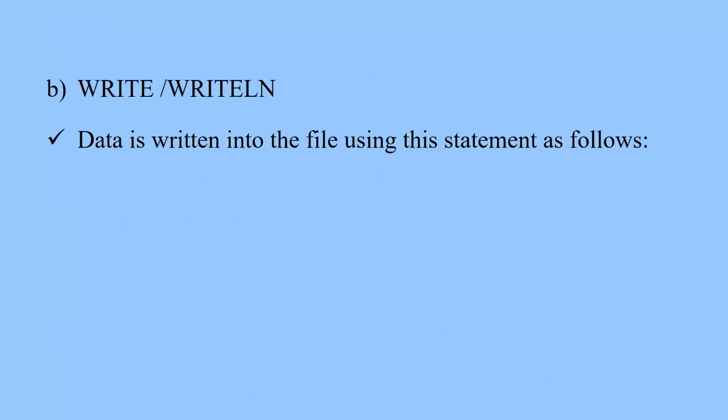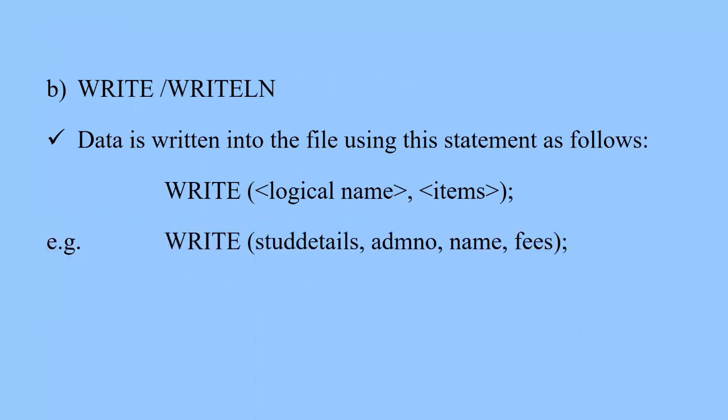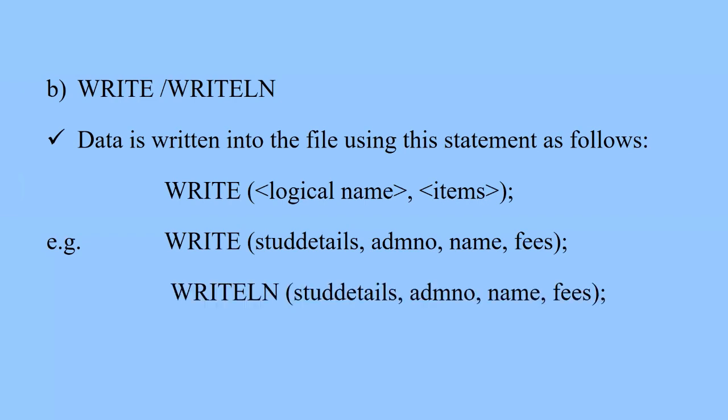Let's look at write or writeln. Data is written into a file using this statement as follows. Write, logical name, comma. You list the items separated by comma. Everything, the logical name and items, are enclosed in parentheses. For example, write logical name is student details. Then write what? Admission number, name, and fees. Remember, these are the members of our record, and therefore they are members of the records in our file.